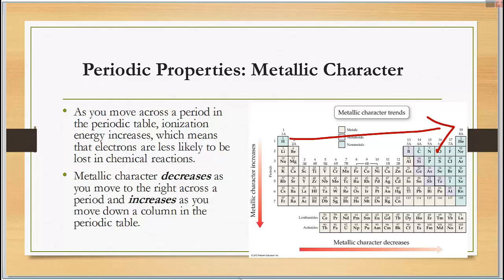Metallic character decreases as you move to the right across a period and increases as you move down. Because remember, metallic character is whether or not you want to lose or gain electrons. Metals tend to lose electrons. So the less energy it takes to remove an electron, the more metallic it's going to be. And that is your summary of periodic trends.